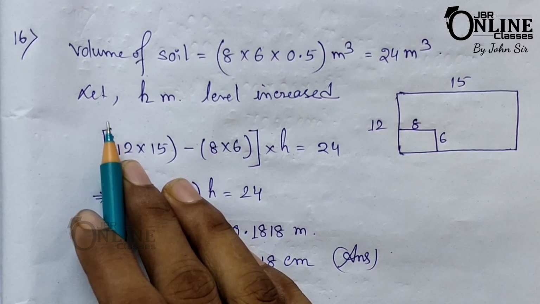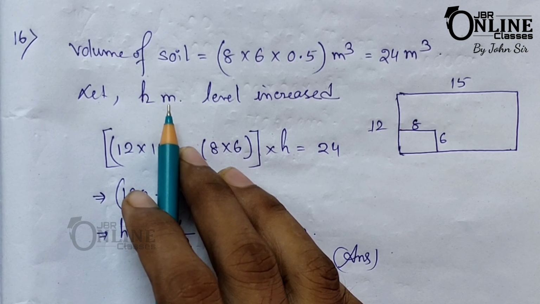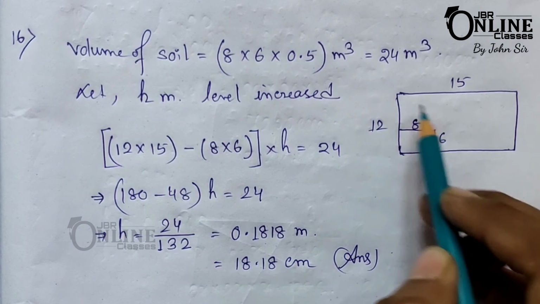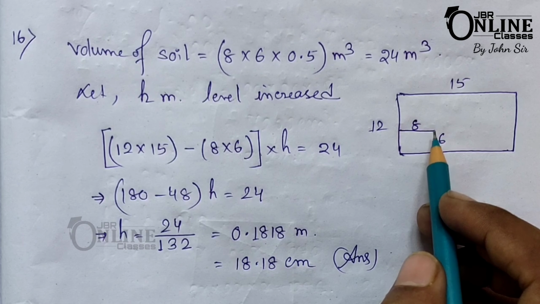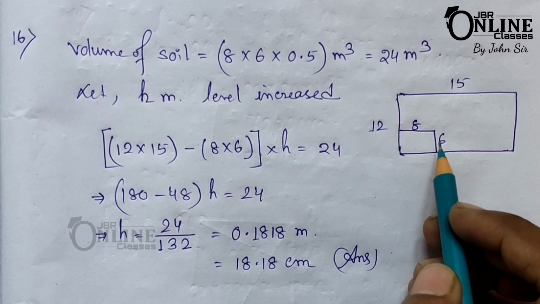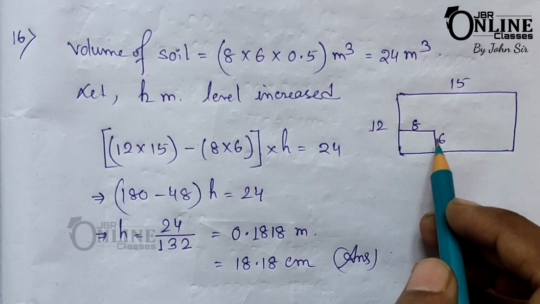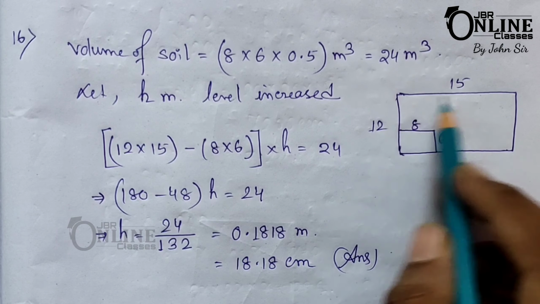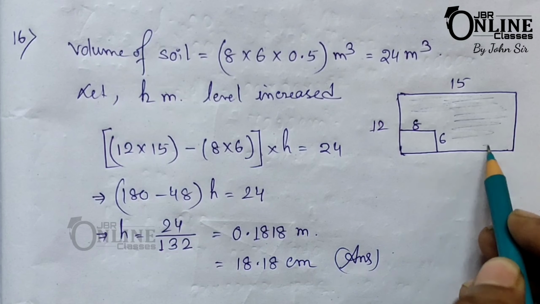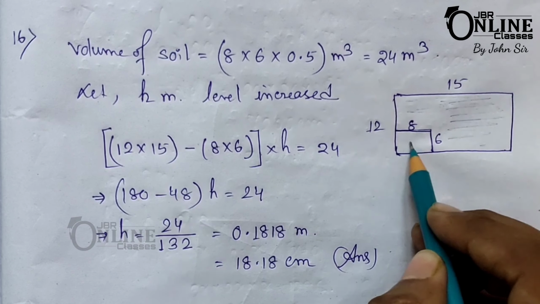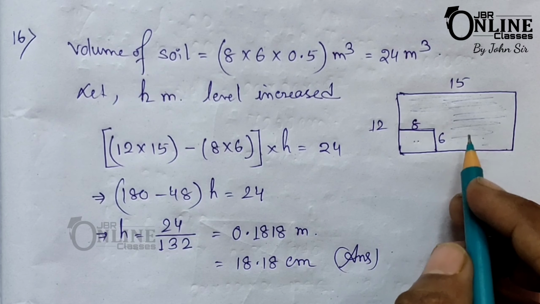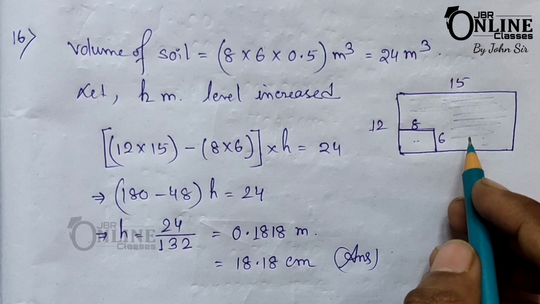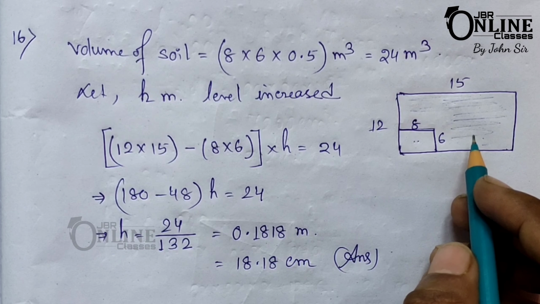Sum number 16. A rectangular plot of field measures 12 meter and 15 meter. It's a rectangular plot. A pit 8 meter by 6 meter into 50 centimeter is dug in the field and soil removed is spread evenly over the remaining portion of the field. So you have to dig the soil from this pit, and spread the soil in the remaining portion. Now find the increased level of the remaining portion of the field.